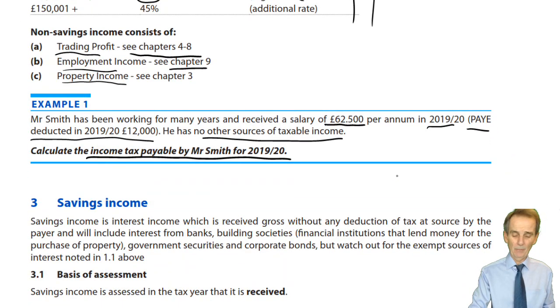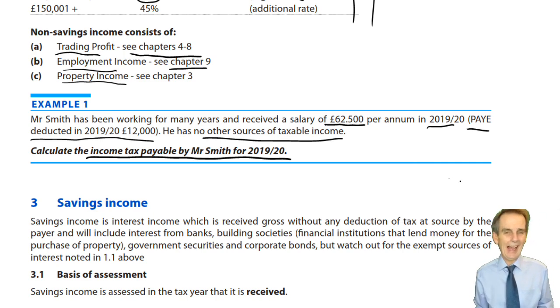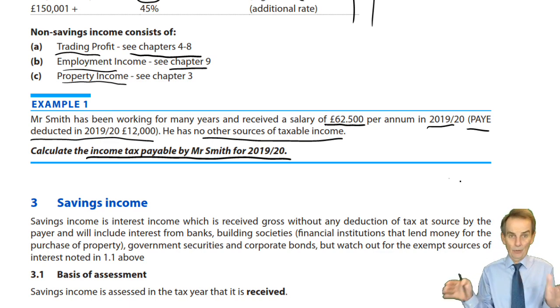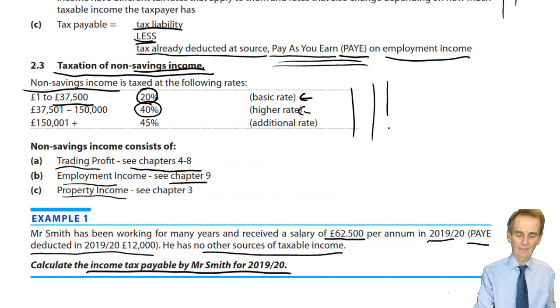Not a difficult number. 62.5 less 12.5 personal allowance will of course be 50,000 at 40%. You don't need me to show you how, therefore, I think to do that calculation. You don't need a fully structured computation. You know you've got non-savings income 62.5, take away your personal allowance, get your taxable income. It's all non-savings. Apply the relevant tax rates as you see there.